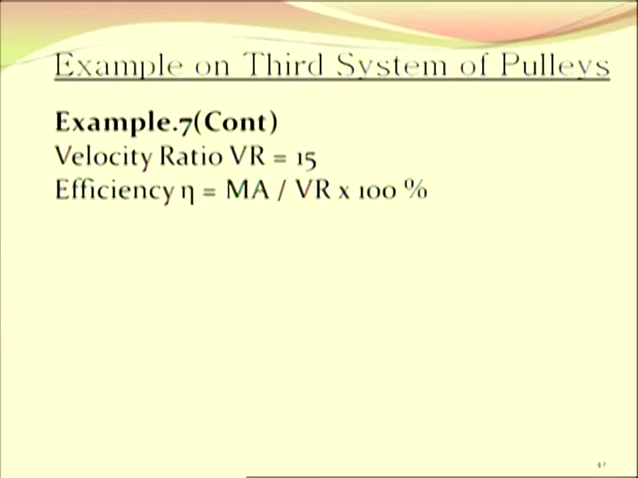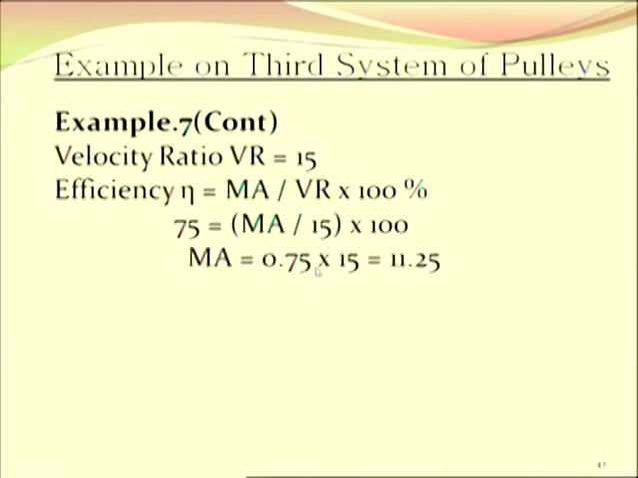Now efficiency. Efficiency eta is equal to mechanical advantage upon velocity ratio into 100. Here in the data, efficiency is already given, that is 75%, and mechanical advantage is required to be obtained. So we can put the value of efficiency and velocity ratio in this equation. We can obtain a mechanical advantage, that is 11.25.